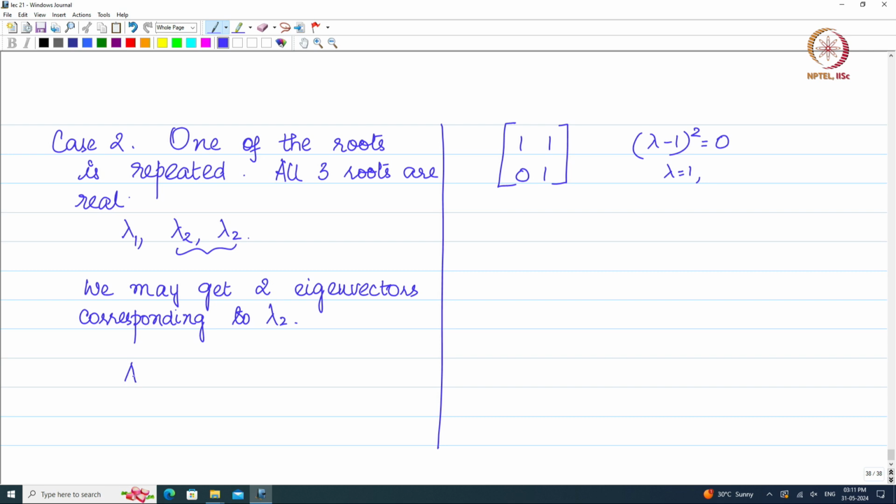Now what is it that we are looking for? We are looking for A minus lambda 2 I times some x equal to 0. This is a homogeneous system of equations, let me put this as say Bx equal to 0. What is interesting is that when you have Bx equal to 0, there are three possibilities that arise. What is that?